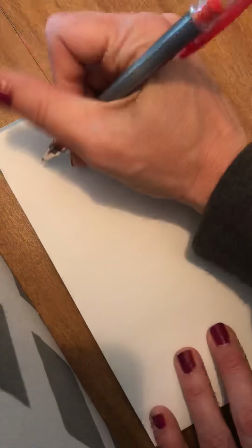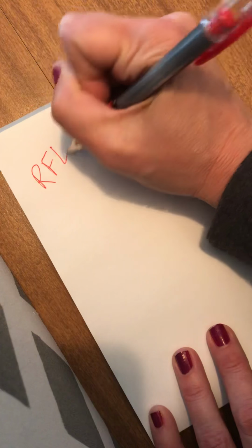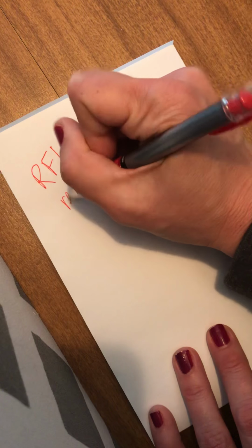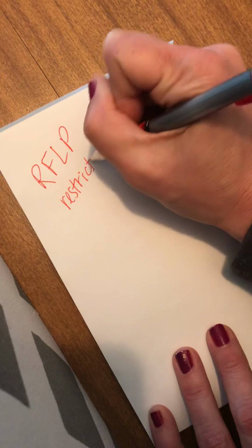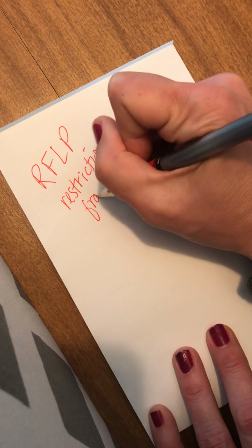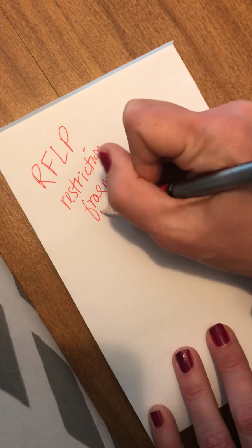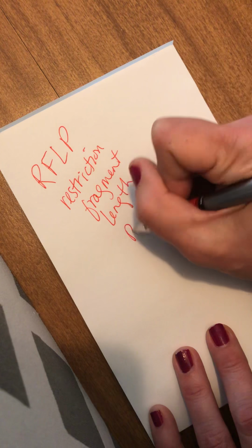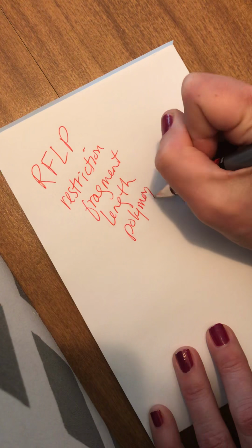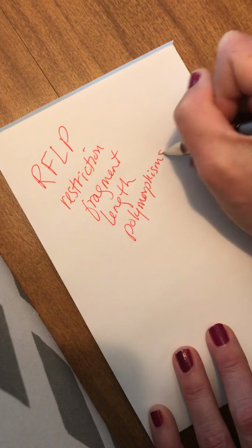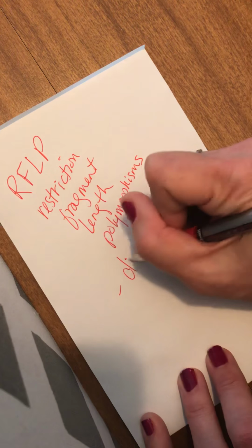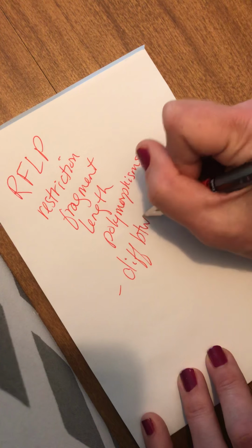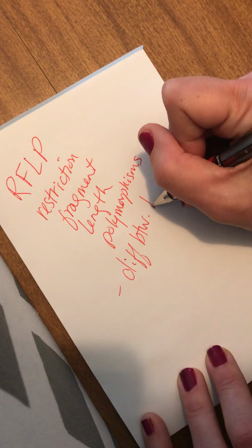All right, here's another thing, RFLPs. RFLPs stands for restriction fragment length polymorphisms. So these are how you can tell differences between members of the same species.